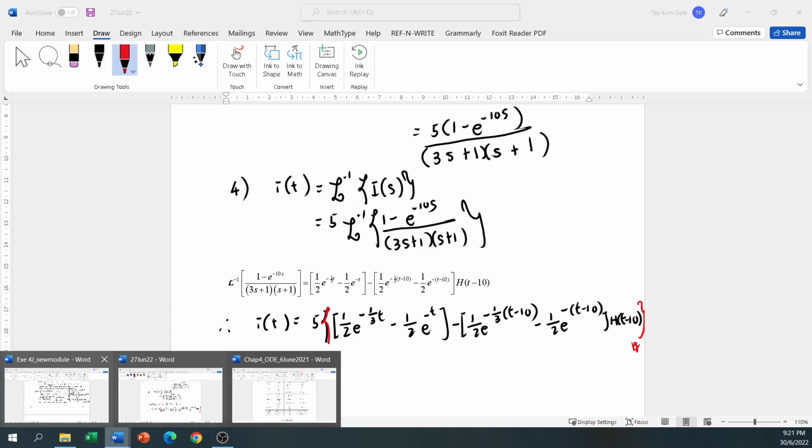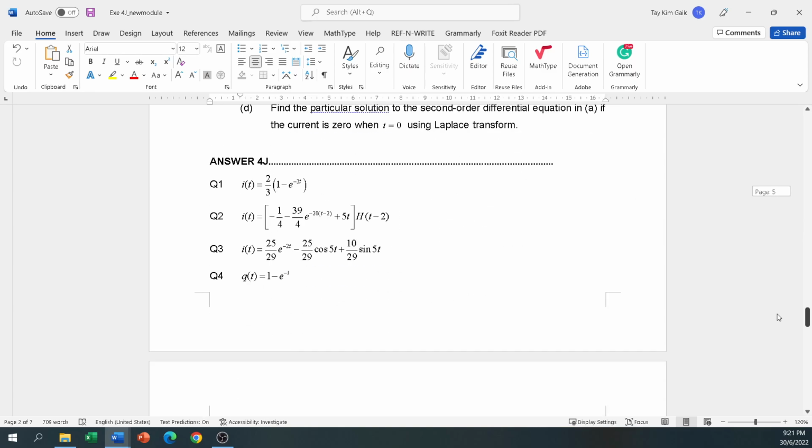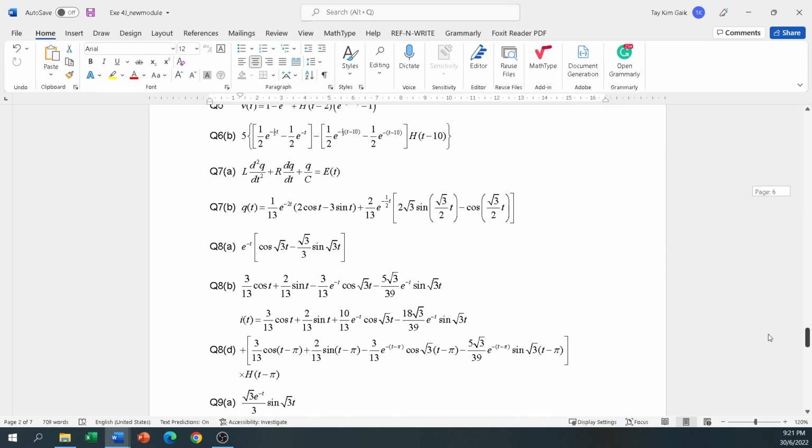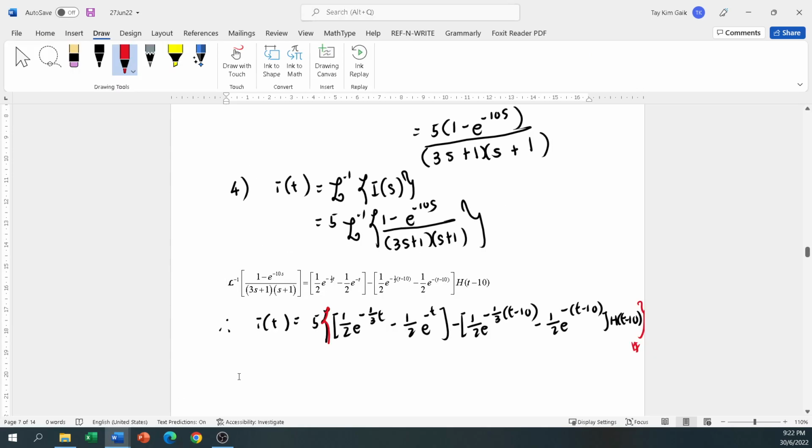Let's check question 6. It is correct, meaning that from question 5, you multiply the answer of 6a by 5. So that's why there is a curly bracket outside of this one, or you multiply this 5 over 2, I mean 5 to each term here.